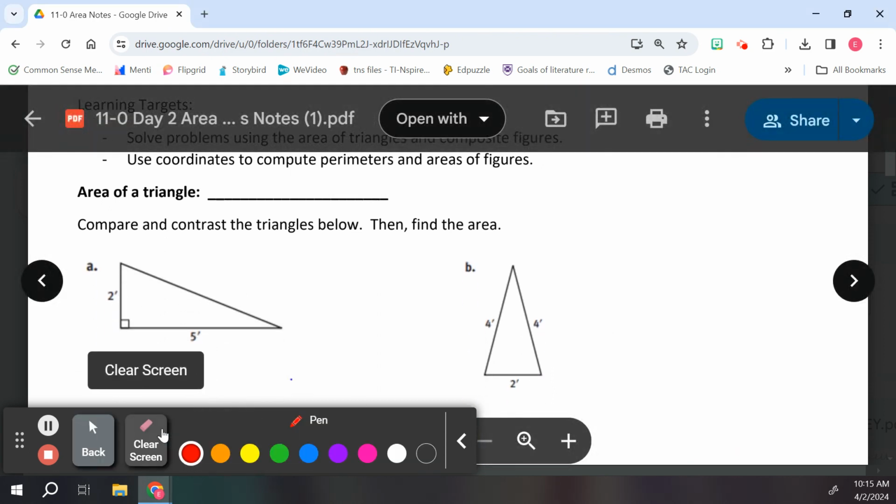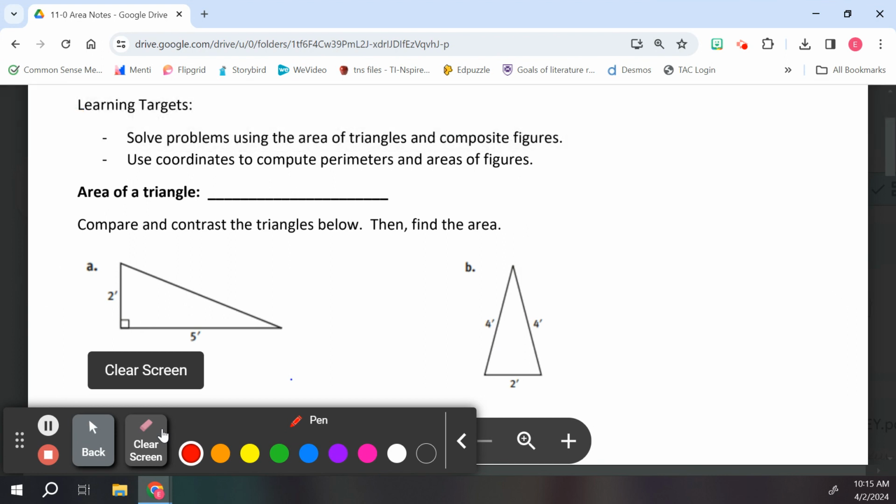So to find the area of a triangle, remember it is 1/2 times the base of the triangle times the height of the triangle. And that should be in your graphic organizers from yesterday as well.